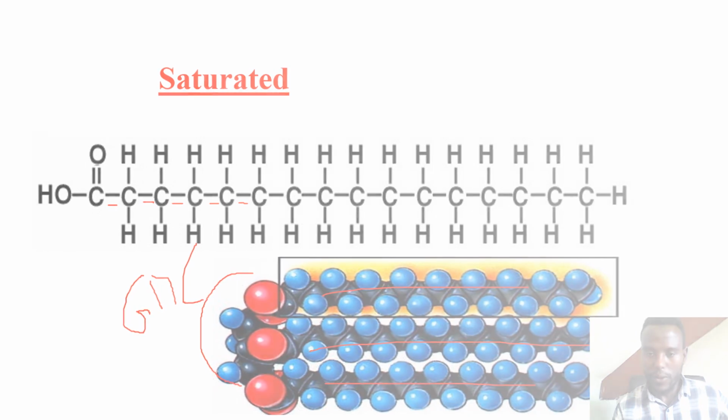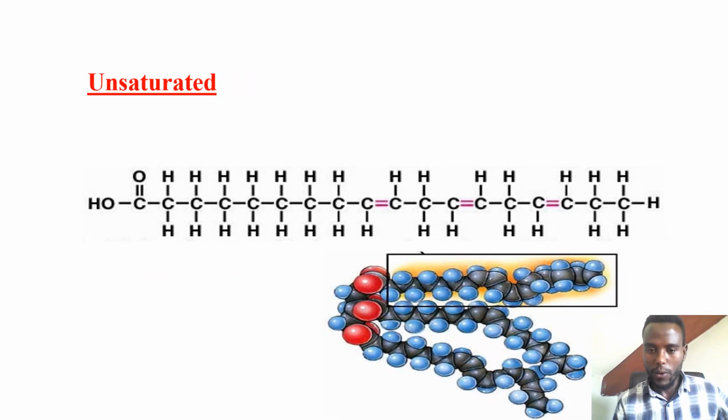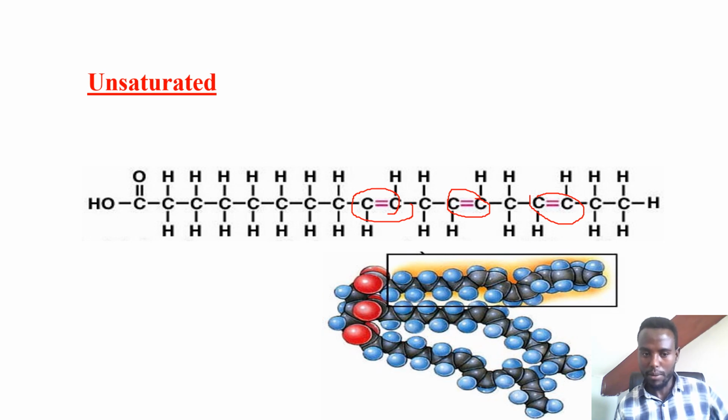And also, when we see unsaturated fatty acids, we have a double bond between carbon and carbon. There is also another double bond, and also another double bond. The double bonds cause bends and branches in the chain, so it is not straight. Due to this reason, these unsaturated fatty acids become liquid in plant-based fats.